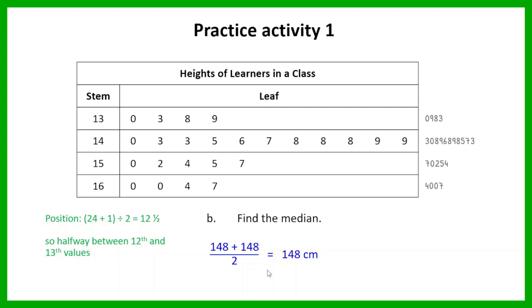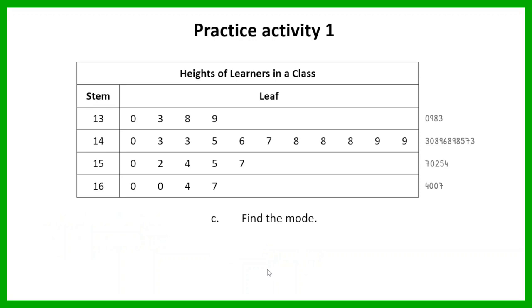Right, then question C. Find the mode. The mode is the value that has the highest frequency. So in this one over here, the mode is going to be 148 because there are three of those. There isn't anything else that has such a high frequency. So it's going to be 148 centimeters. Next question, what is the modal class? The modal class, remember, is the interval that has the highest frequency. So now we're looking at the whole interval.